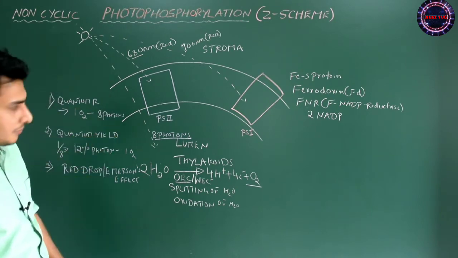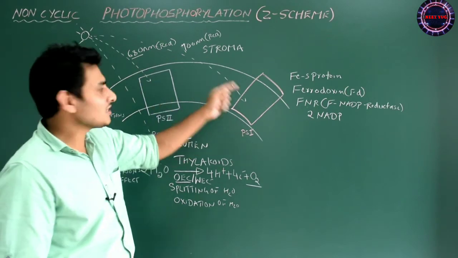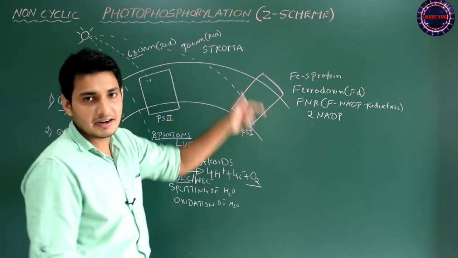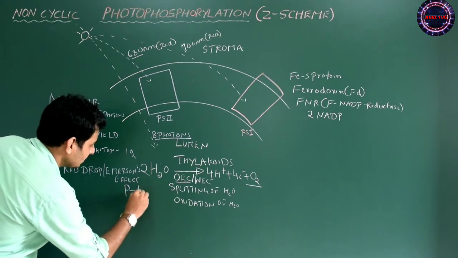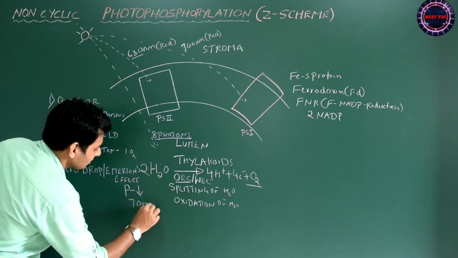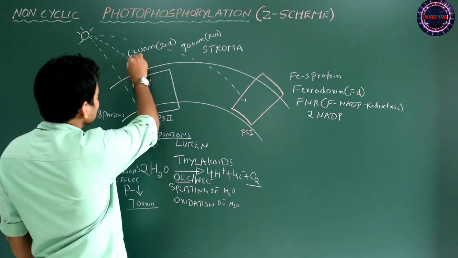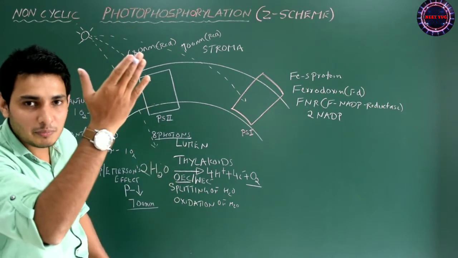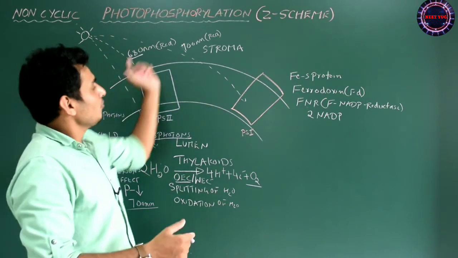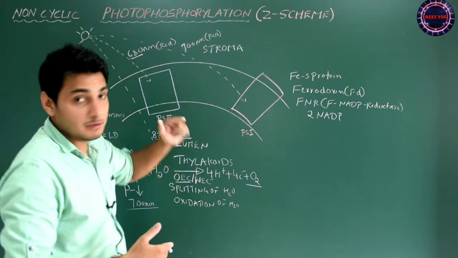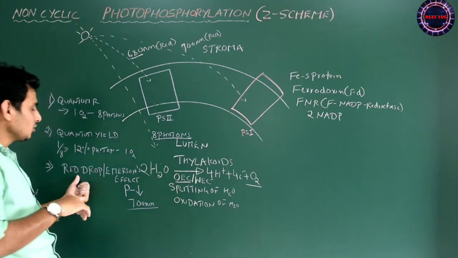Here Emerson observed that if the wavelength of light, that is red light, goes beyond 700 nanometer, the rate of photosynthesis will be reduced. He observed that in PS2, that is 680 nanometer, the rate of photosynthesis will be more compared to 700 nanometer of the red light, that is in PS1. So if it is beyond 700, then obviously the photosynthesis rate will be reduced. That is called red drop or Emerson's effect.